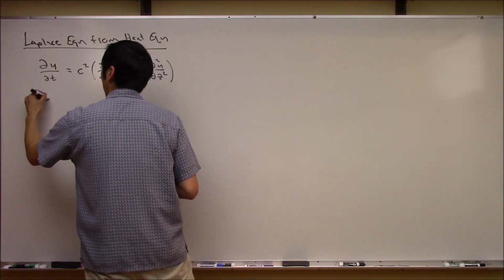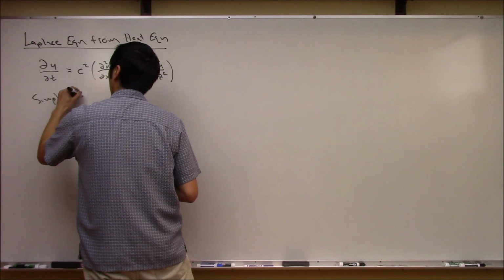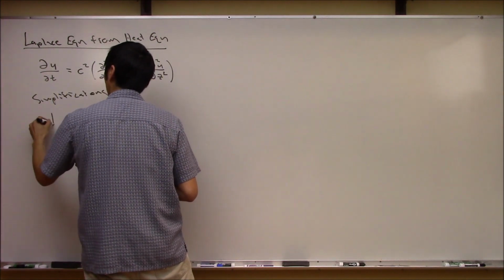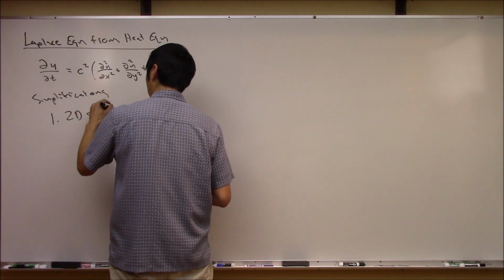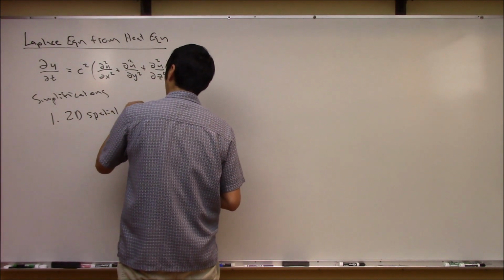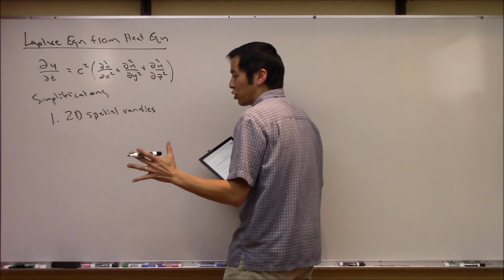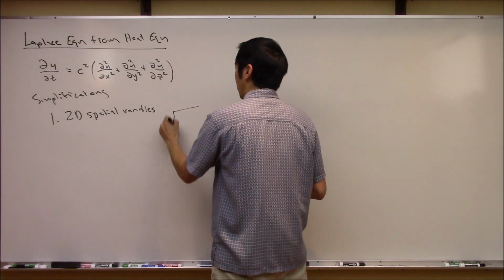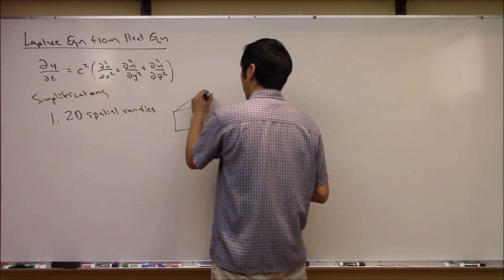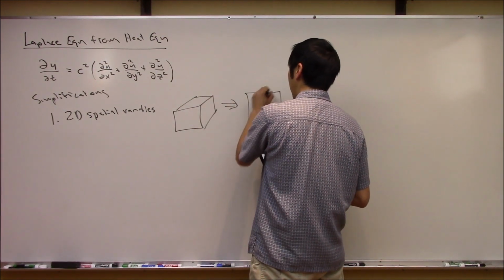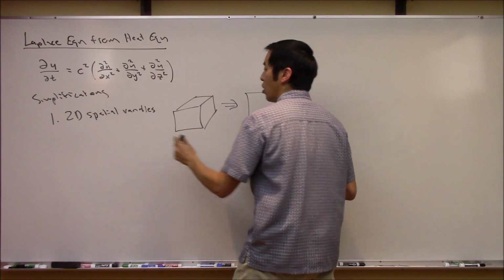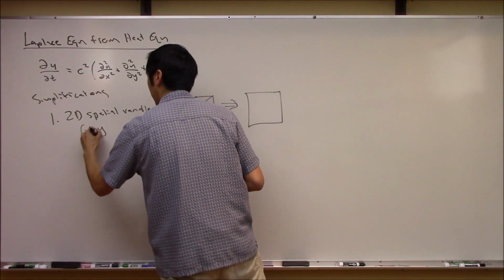The first thing that I'd like to look at here is, let's just look at two spatial variables. So instead of a three-dimensional body, like a cube, maybe let's just look at a flat 2D plate. So we'll only consider x and y.